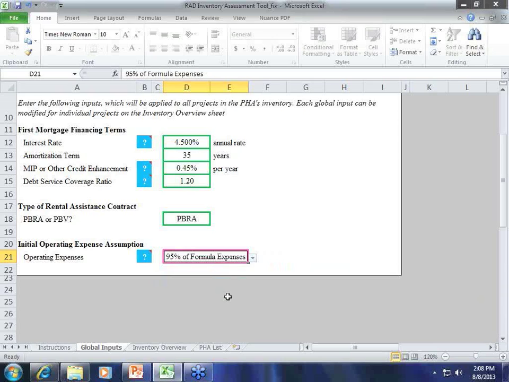What this number is, in public housing and the operating fund, projects are funded by a formula that estimates the expenses, how much it costs to operate a project in that area. And this formula is applied each year with an inflation factor. And so in this tool, we populate the formula expenses at 95%, so assuming that some efficiencies are met.